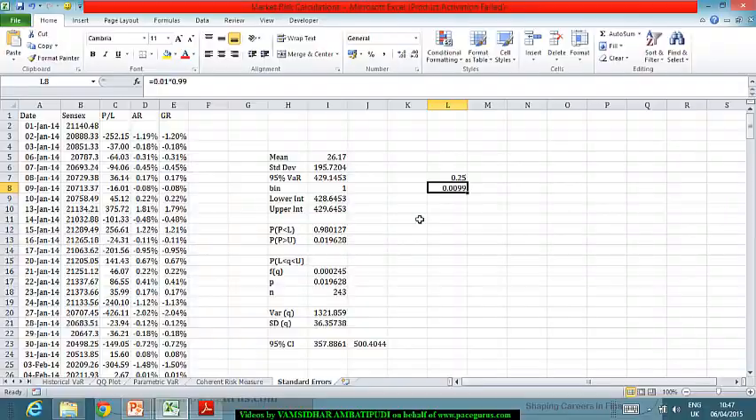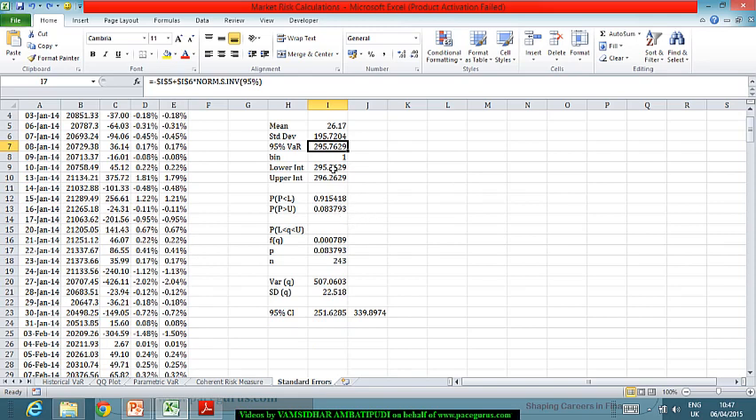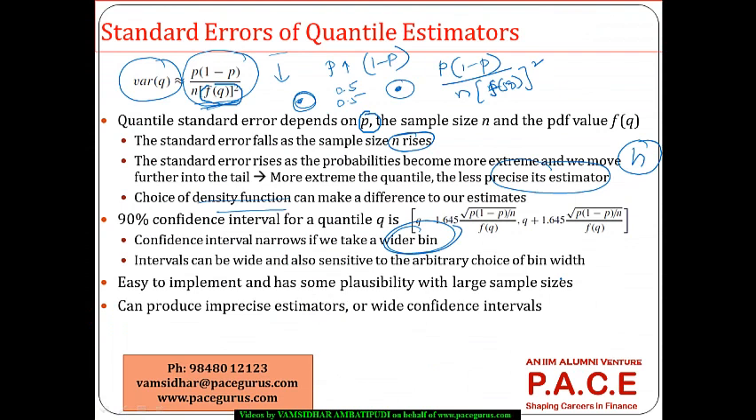The wider the bin we select, as we could see in our example, the different the result. Here the confidence interval is 251 to 339. But if I have taken the bin to be much wider, I am receiving a very narrow interval. Intervals can be wide and they can be sensitive to the arbitrary choice of the bin width. But at the same time, they are easy to implement. With large sample sizes, they are much better to implement. But there is a possibility that they can produce wider confidence intervals. In that case, the estimator does not make any kind of sense.